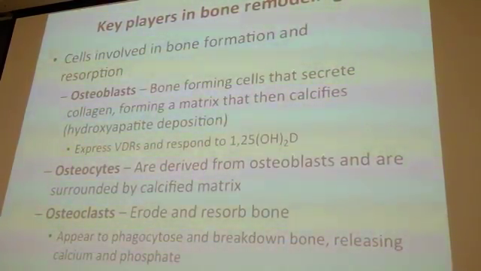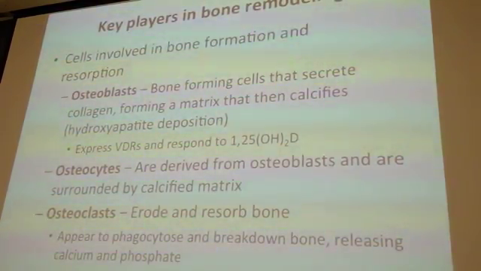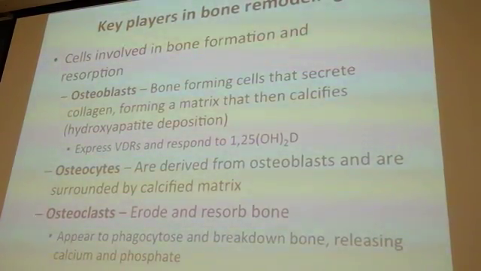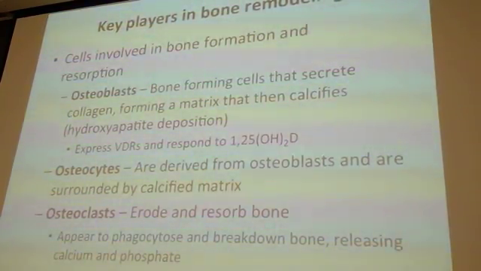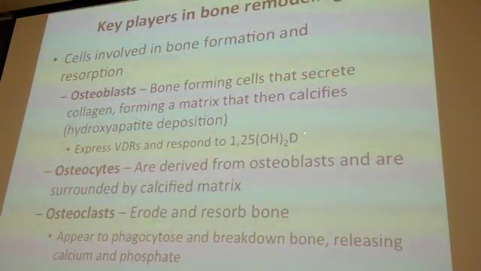So this is just a summary of these cell types. The osteoblasts, they're the bone-forming cells. They secrete the collagen. It's going to form the matrix for the calcification and the hydroxyapatite deposition. This is the cell type in the bone that actually expresses the vitamin D receptor and is responsive to the active vitamin D. The osteocytes are derived from the osteoblasts, and they're surrounded by that calcified matrix. And then the osteoclasts are the cells that are going to break down and resorb bone.